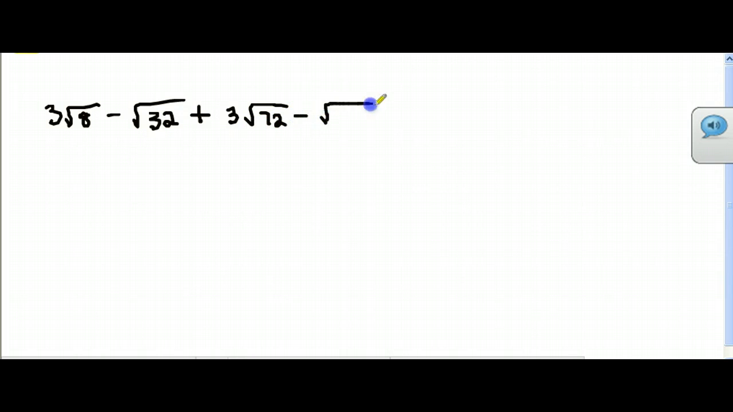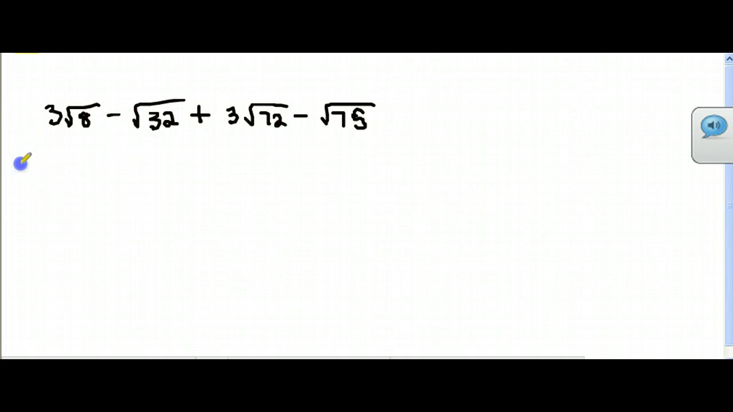This next one, you've got 3 times the square root of 8, minus the square root of 32, plus 3 times the square root of 72, minus the square root of 75. You can only add a square root, like this square root of 8, to another square root of 8. So they all have to look the same before you can put them together. Right now, they're all different. So you have to break them all up.